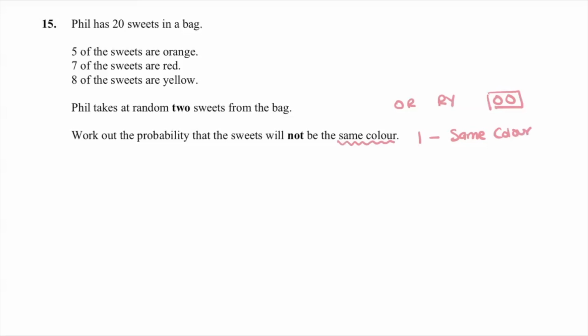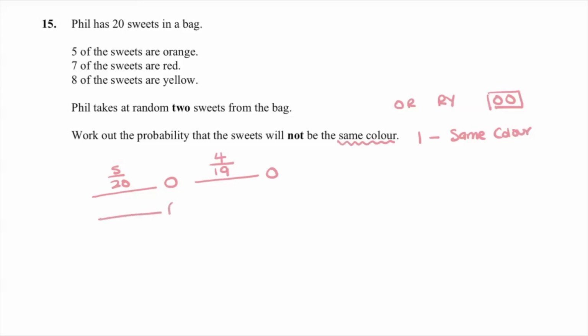I could draw a complete tree diagram to help me solve this. But I think once you start getting into this level of mathematics, you should be able to just pull the bits that you need to help you solve it. So in my first pick, if it was going to be an orange, it would have a 5 out of 20 chance. And then my second pick, if it were to be orange, would be 4, because there's only 4 left out of 19. And then I'm going to do the same thing for the other colours.